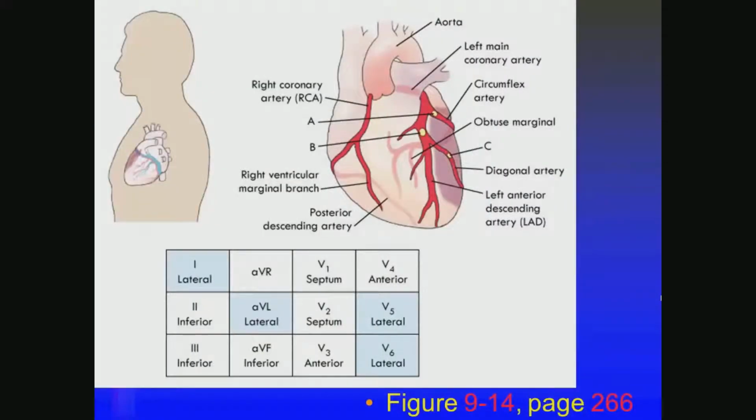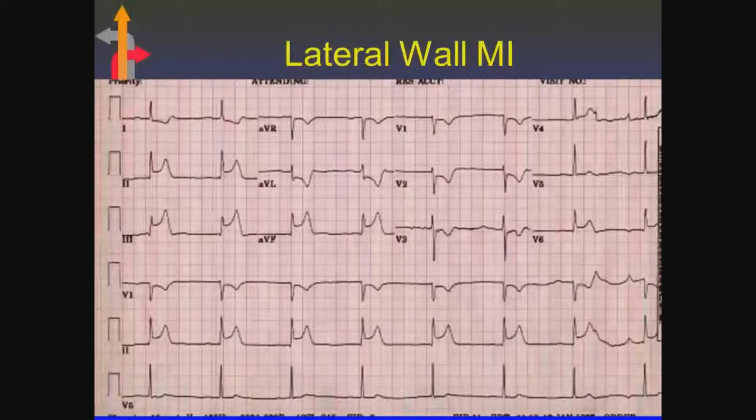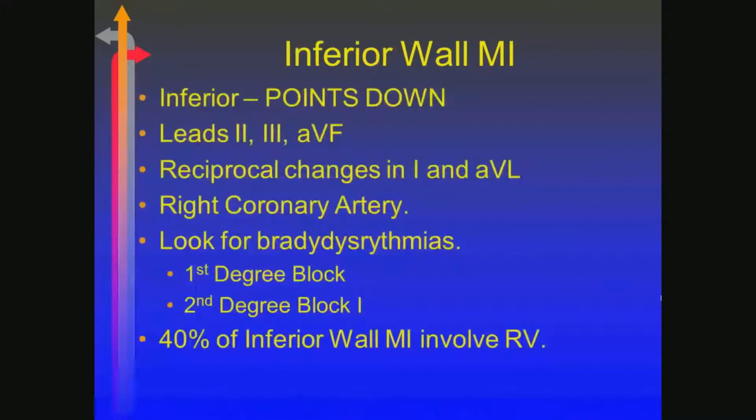So here's my left circumflex artery, diagonal, and I, aVL, and V5 and V6. So it's looking at the lateral wall. And if you look at the EKG here, I have some ST depression in aVL and V5 and V6. Inferior points down, so anything that points towards the bottom, II, III, and aVF, and some reciprocal changes in lead I and aVL. This is fed by the right coronary artery.